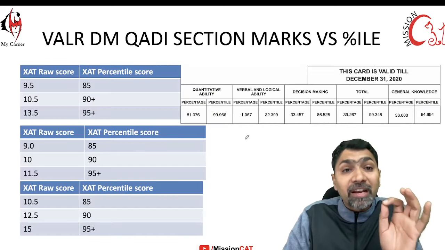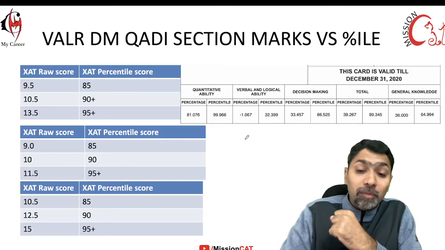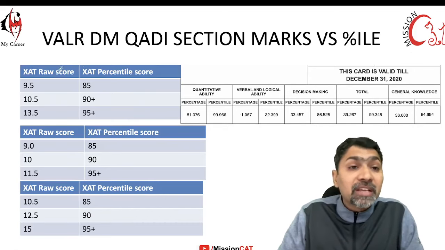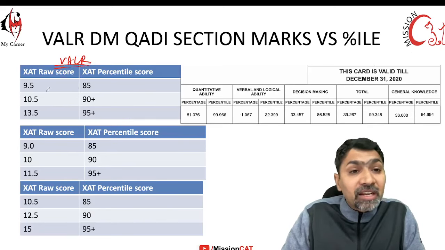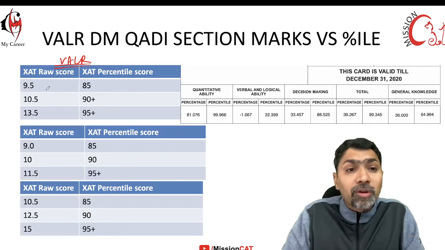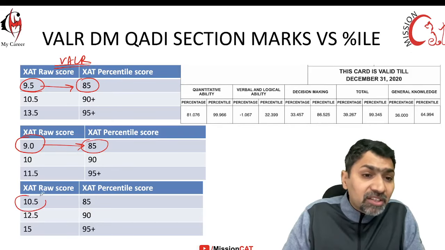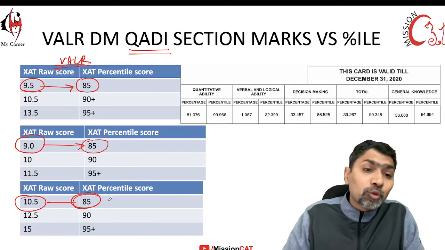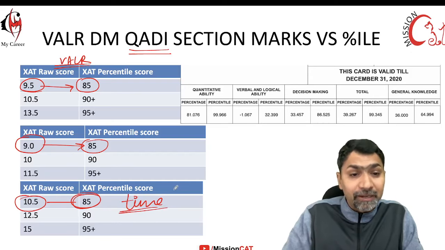The next slide is very interesting because it will help you understand what exactly XAT is all about and what the score percentile looks like. If I look section-wise, in the VALR section just getting somewhere around 9 marks will fetch you 80-85 percentile. Here also 9 will give you 80-85 percentile. Here just 10.5 will give you this. Why does the quant DILR cutoff go that high? Because the time is open and people attempt a lot of it.